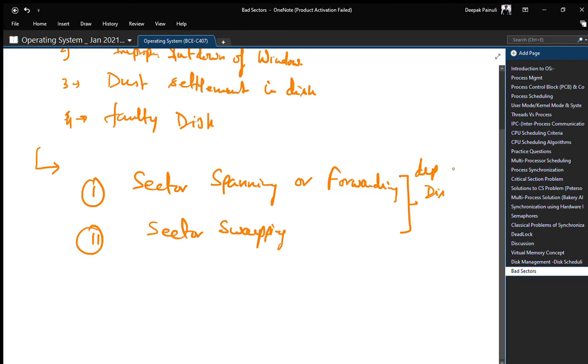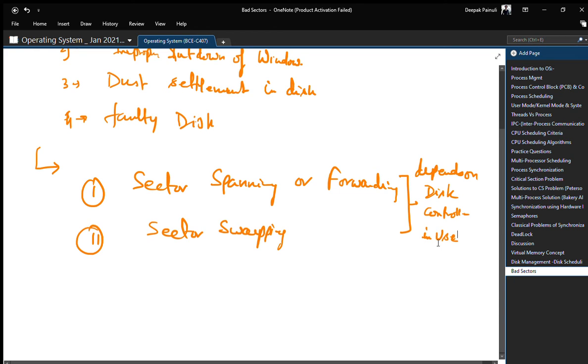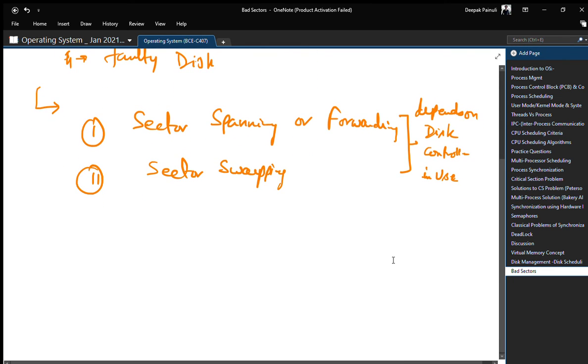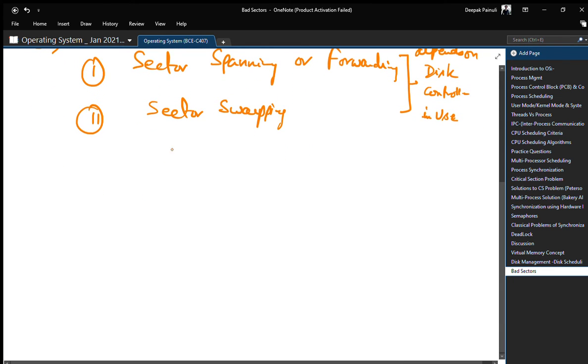Depends on the disk controller in use, right? Let us first understand disk forwarding. Let us understand it first.